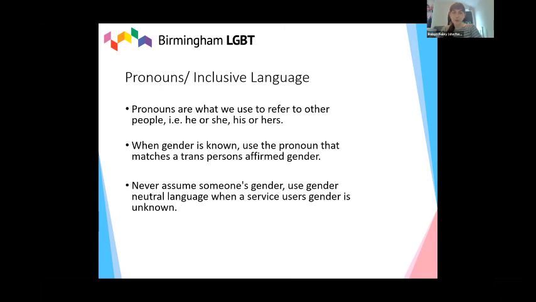You should, however, never be assuming someone's gender, and use gender-neutral language when someone's gender is unknown. So using they and them when you don't know someone's gender is always the safest option. If you have the opportunity to do so privately, you can always ask someone, what pronouns do you use? Just please make sure you do this privately.